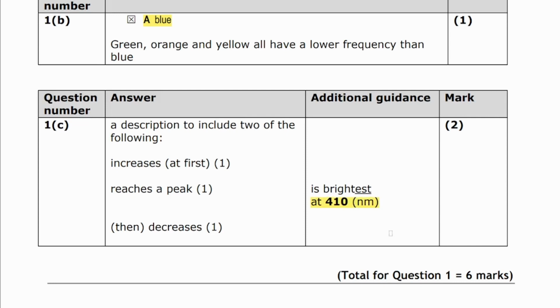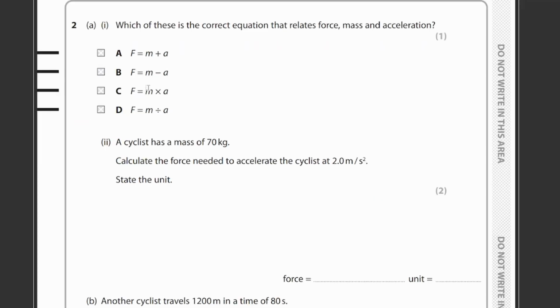Now let's move on to question number 2. Question number 2, which of these is the correct equation that relates force, mass, and acceleration? So F is for force, M is for mass, A is for acceleration. The correct equation would be force equals mass times acceleration. Now this is an equation that you should remember, and in the equation sheet this year they will give you this equation, so ideally you need to be able to find this equation.